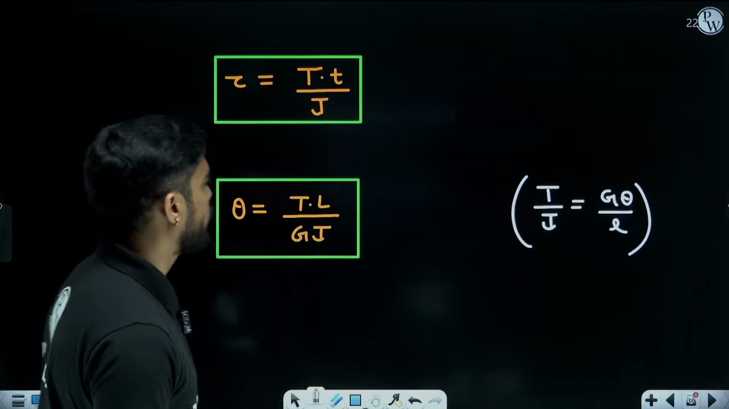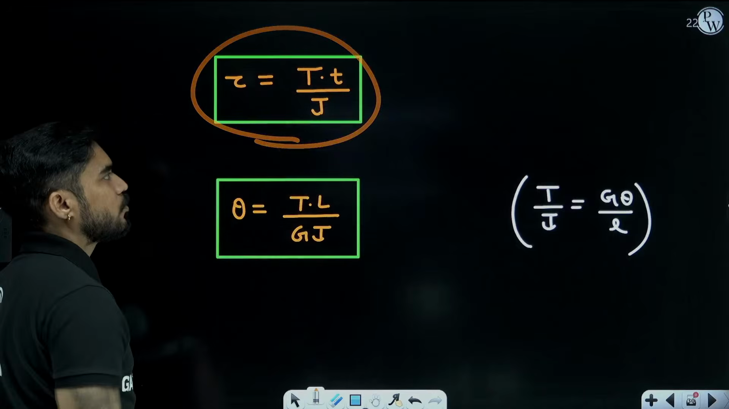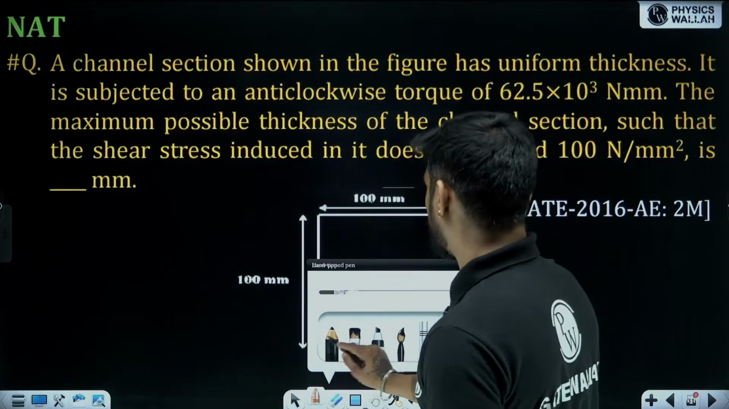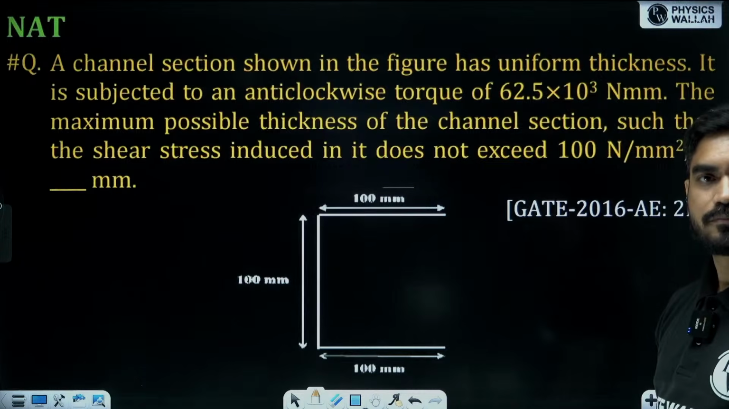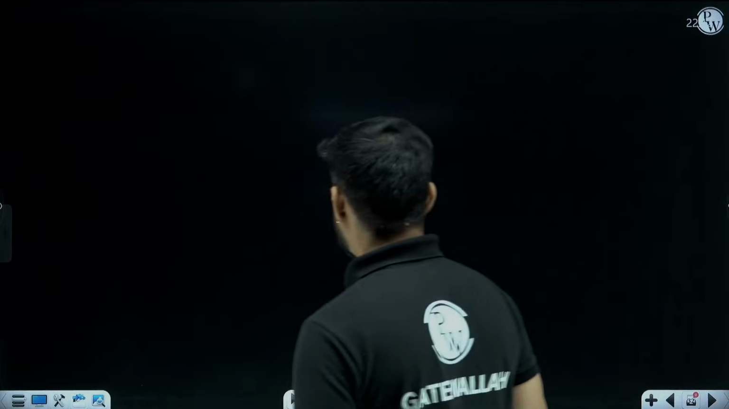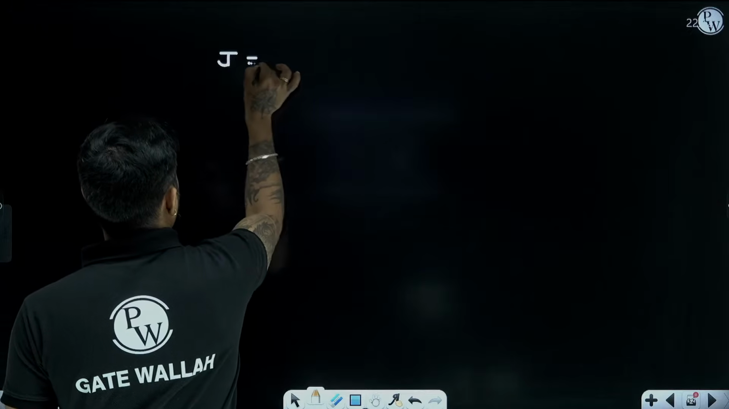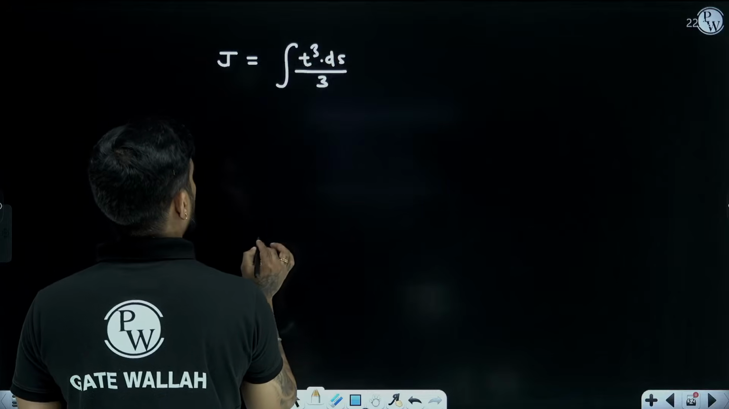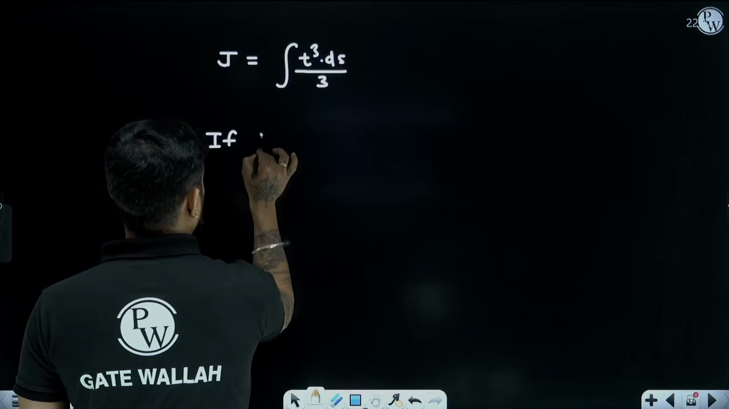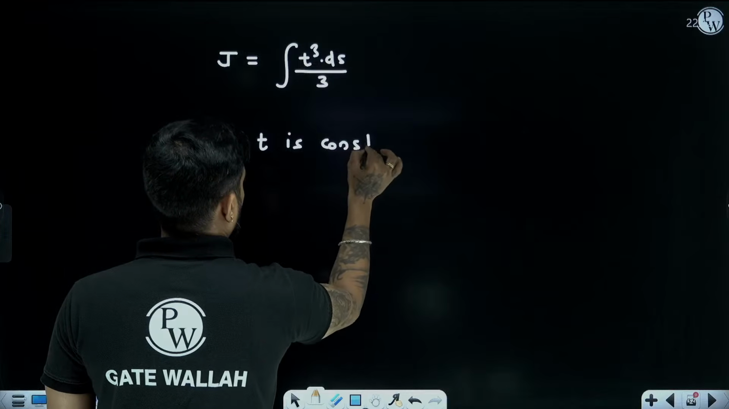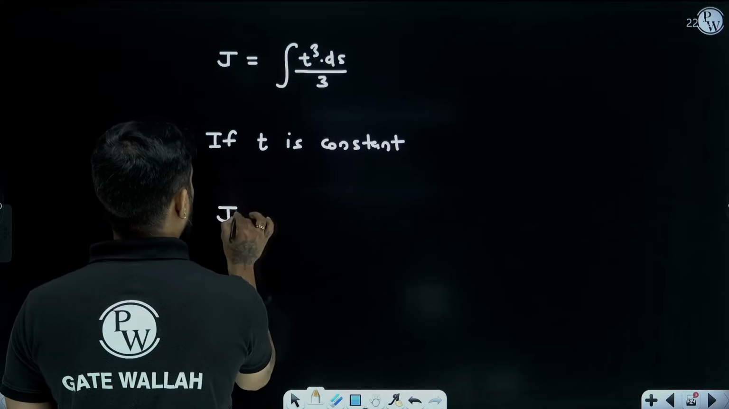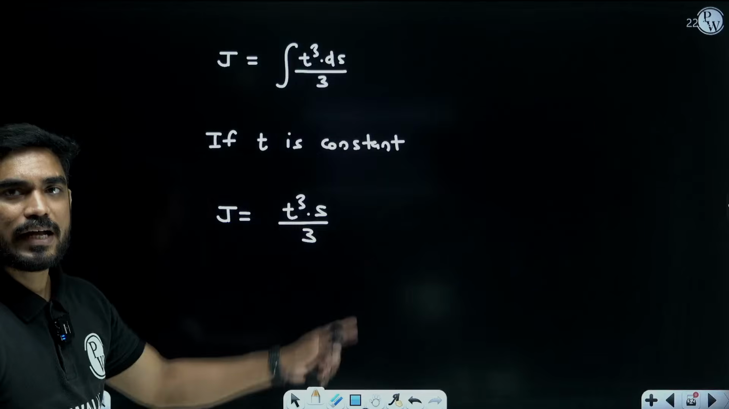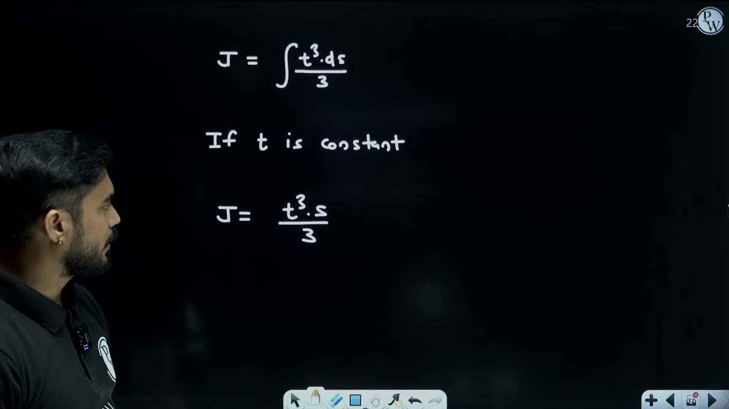Okay, so which equation are we going to use? We are going to use this, tau equal to T into t by J. But first we need to find the value of J. So how do we find the value of J? J is integration t cube ds by 3, right? But if t is constant, then J will become t cube into S by 3, where S is the length of the central line, right?